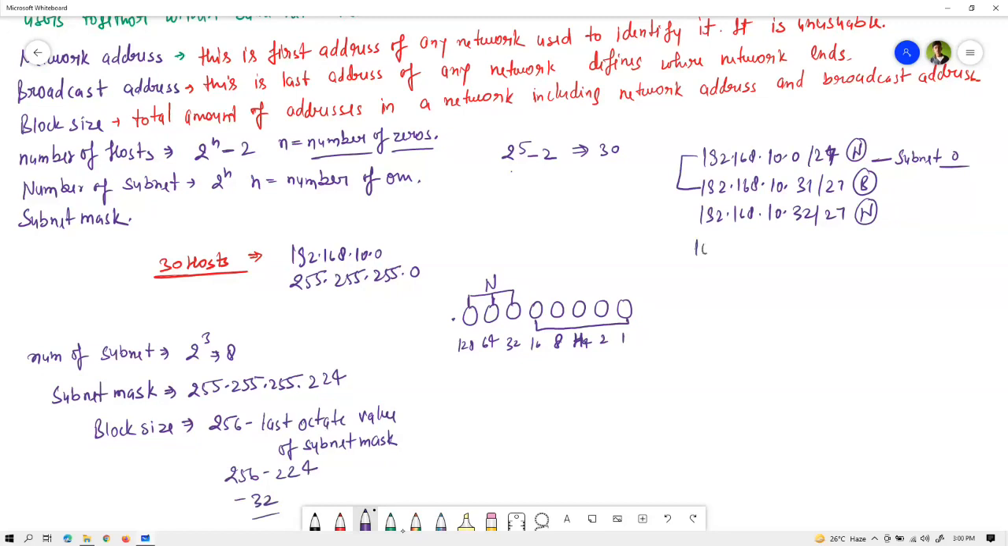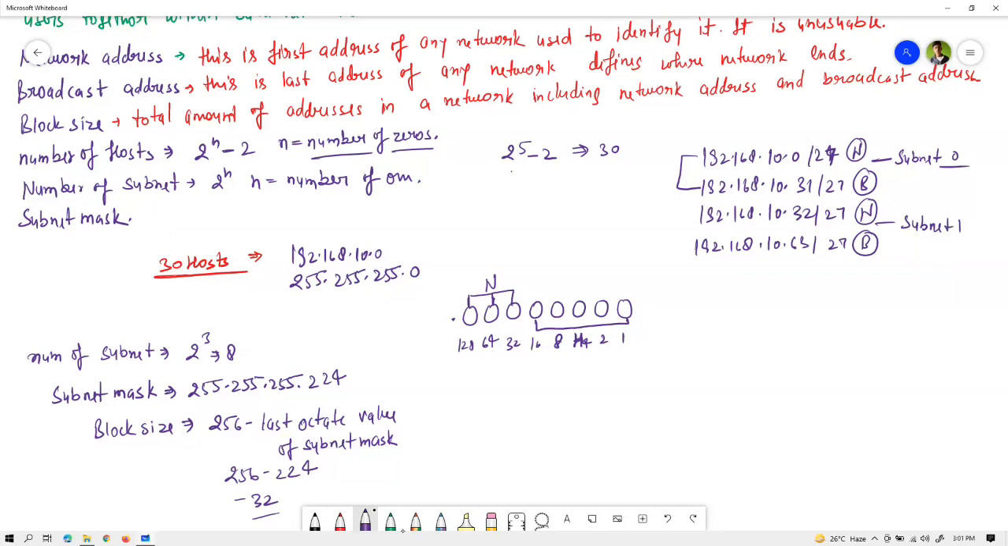Then you need to put subnet 2. 192.168.10.63 slash 27 is the broadcast ID. These two addresses are unusable, right? Like this, you can open it up to subnet 8: subnet 1, subnet 2, subnet 3, subnet 4, like this. This is how you can create different small networks from a big network. We have calculated network address, broadcast address, subnet mask, number of subnets, number of hosts, block size, everything, right?